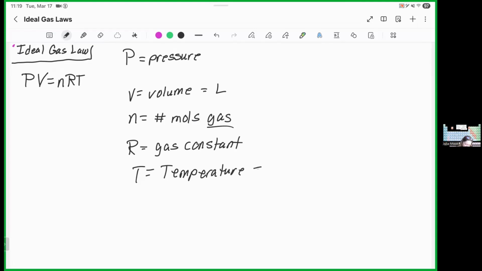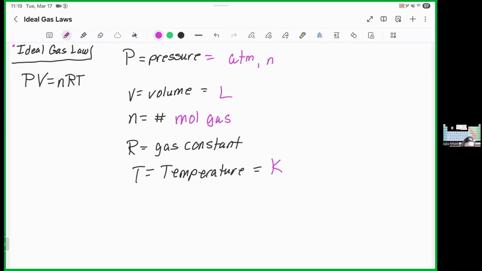And that is in units of K, Kelvin. Okay, so we have to be in Kelvin. Oh, sorry, that's not Kelvin. That's liters. Okay, so we have to be in Kelvin for temperature, liters for volume, moles of your gas for N, and pressure is going to be in units of, we're typically going to use ATM, which is atmospheres. It's just the pressure of the air in the atmosphere around you.